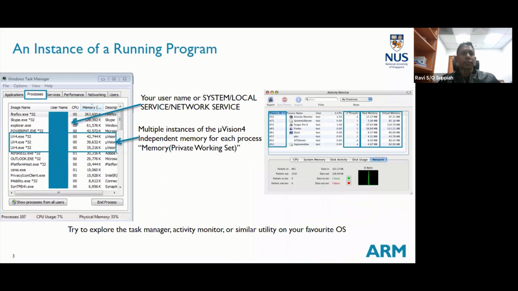All right, so what is a process? A process is basically an instance of a running program. Like what I mentioned just now, you can have the same application, like your MicroVision 4 or your MS Word, and you can open multiple versions of it, correct? Each of them is doing something different, and each of them has its own memory or private working space. When I close one, it does not affect the other, correct? That means each of them is running independently as a separate instance of a program.